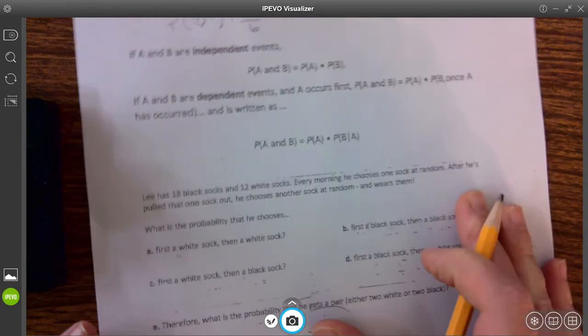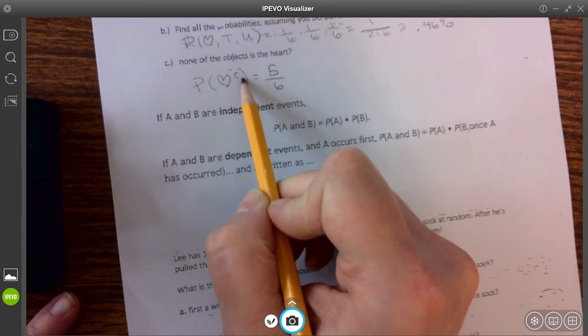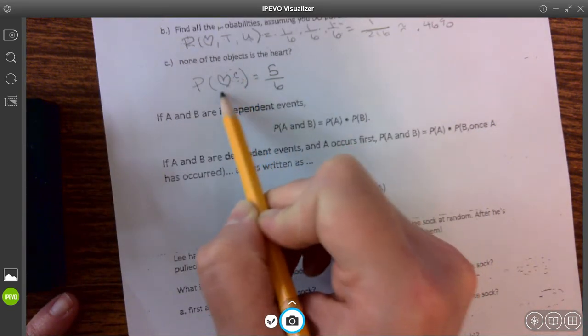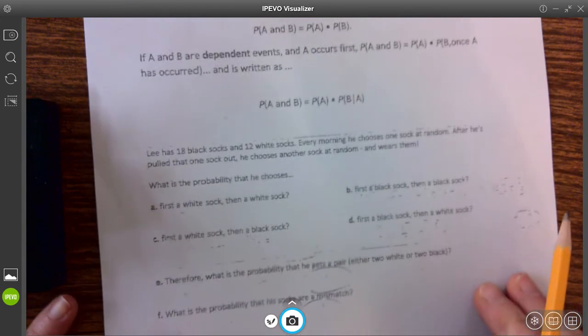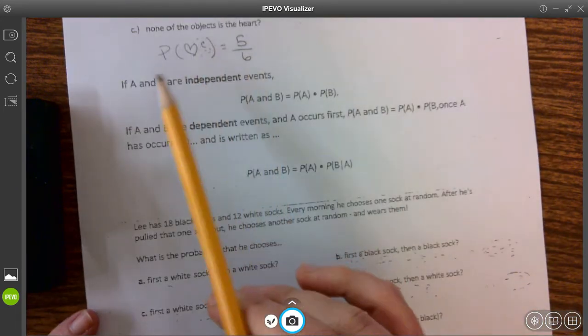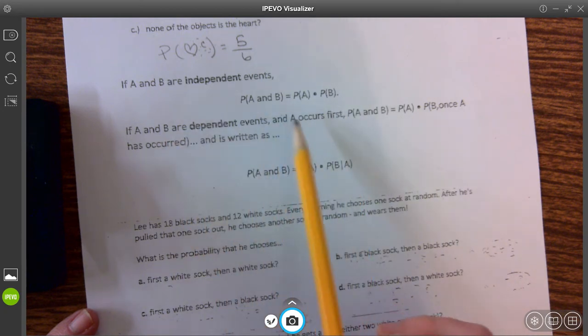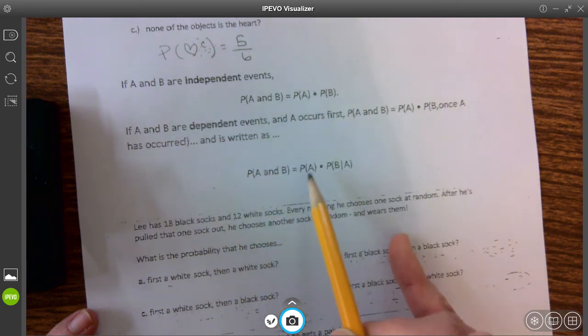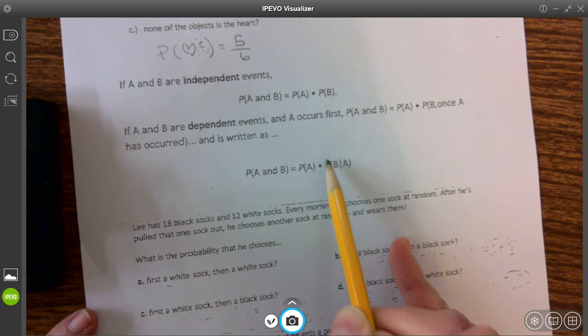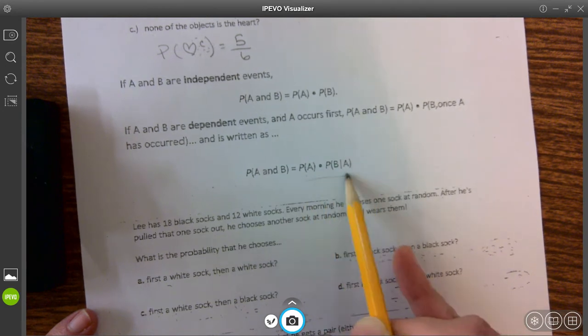Okay. I wrote this little C here because that means the complement. It means not a heart. Okay. Here, it says if A and B are independent events, you just multiply your ways together. If they're dependent events, like they affect each other, what's the probability of A times the probability of B given that A just happened? That's how you write it.